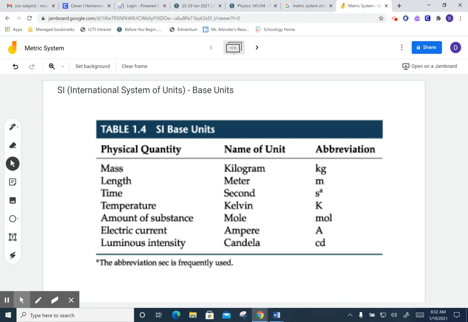Now, the metric system is different from what we're used to, feet, yards, all this. The metric system, for the most part, is based on powers of 10, units of 10. Okay. And it makes it a lot easier to use.